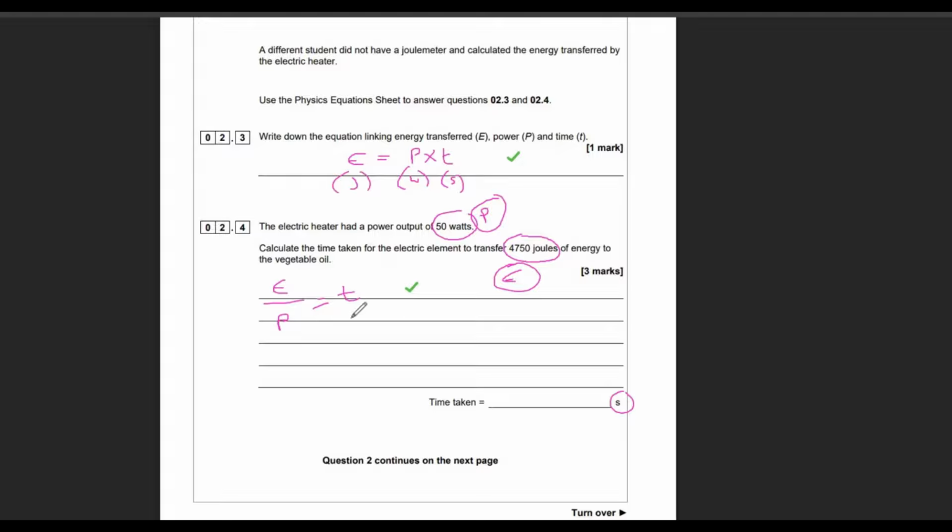So we're going to go 4,750. That's the E. And I'm going to divide that by 50. And that is going to give me the time. And what do we reckon that is? 4,750 divided by 50. Gosh, we're going to get 95. And the answer is 95 seconds, folks. That is absolutely beautiful. Right, let's move on.